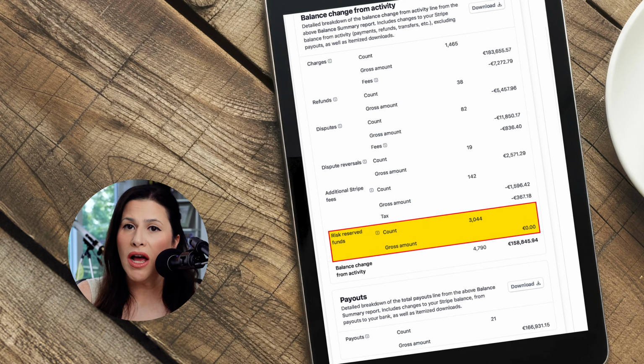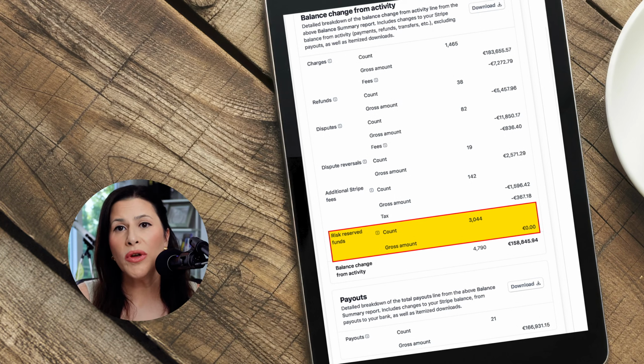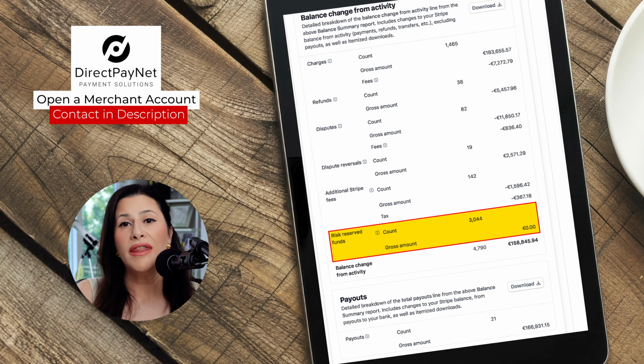So if you are in a high risk space, which many online merchants are, and many merchants that I work with directly in my company, Direct PayNet, they are considered high risk by Stripe. And sometimes what happens is if you get a couple extra disputes, or for example, you have refunds that are too high, they may hold some of your funds because they think you're too high risk. So it is very important for you to have a look at anything they may be holding, understanding how long they're holding it for, and making sure obviously that you get that money back as quickly as possible.